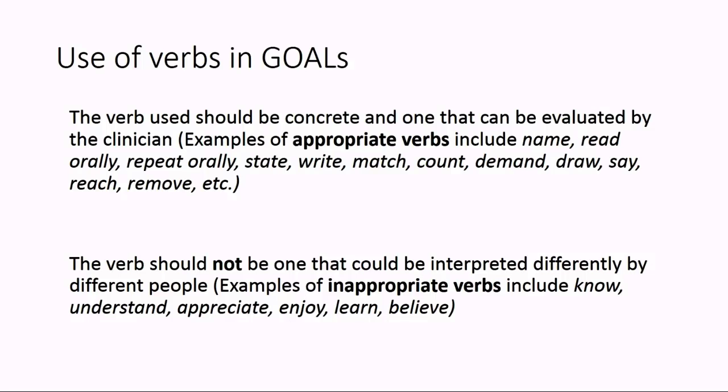The verb should not be one that could be interpreted differently by different people. So inappropriate verbs would be things like "know." These are usually theory of mind verbs, things that you would have to be able to look into the other person's mind. How do you know that he knows the alphabet? But he can recite the alphabet. How do you know that he has letter-sound correspondence? Well, given a letter, he can give you the corresponding sound. Understand, appreciate, enjoy, learn, believe. Again, these are things that cannot be seen, and these are not appropriate verbs.